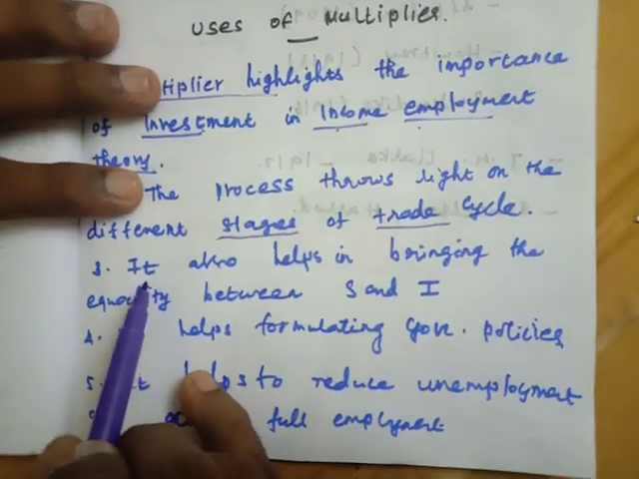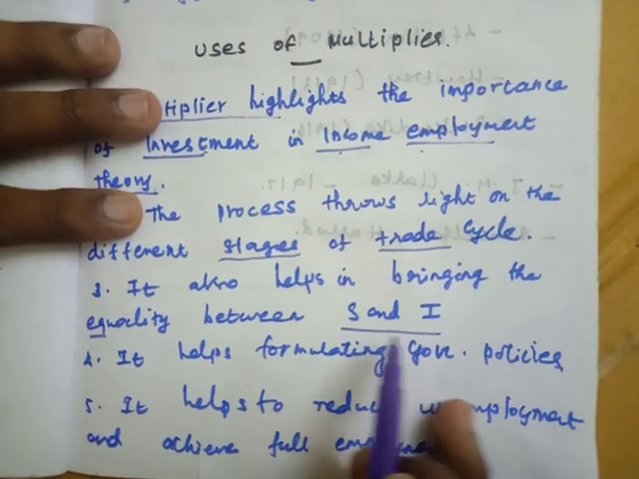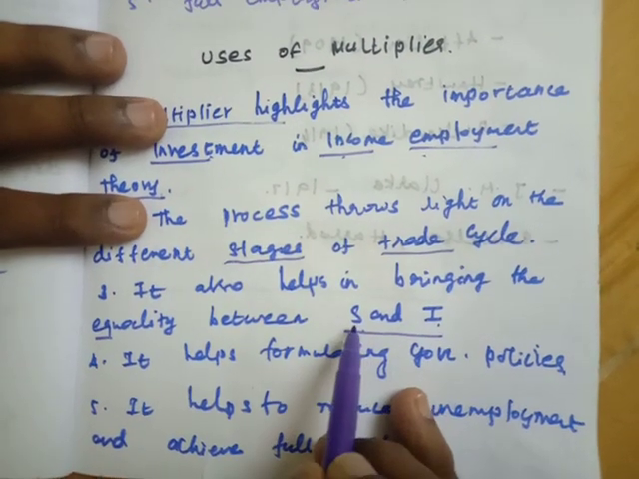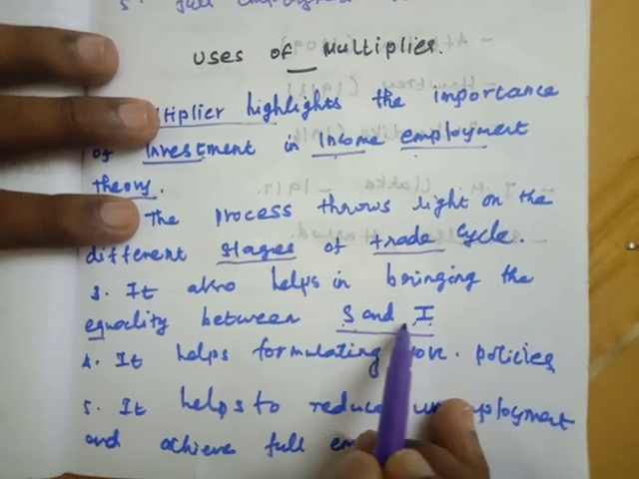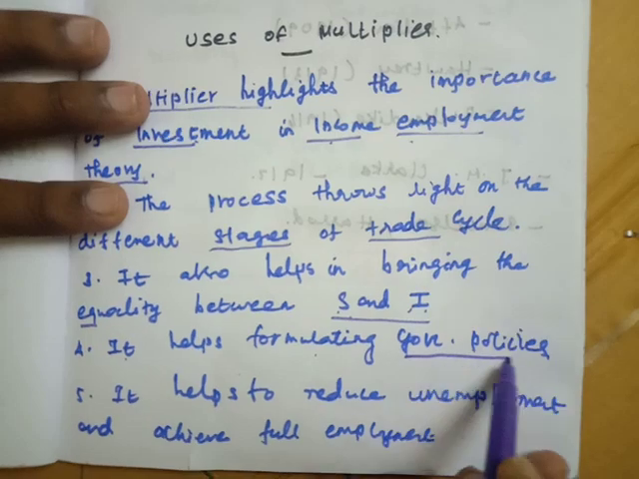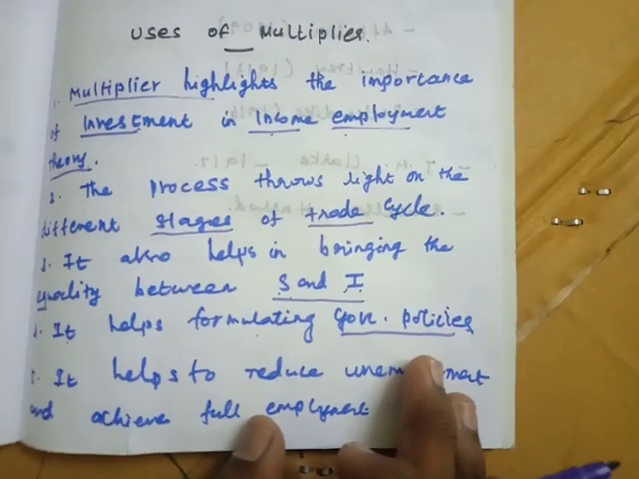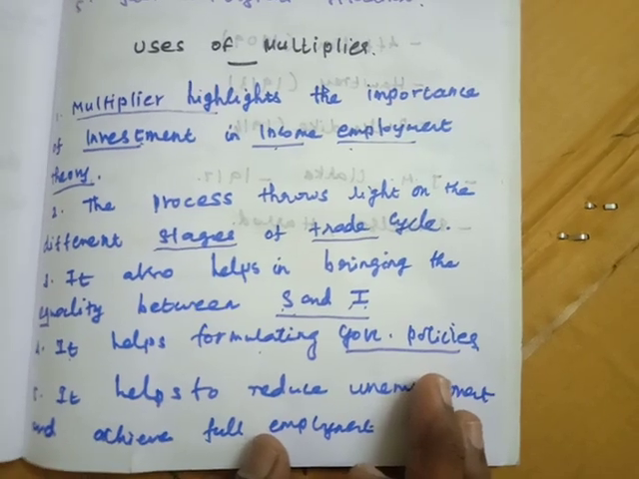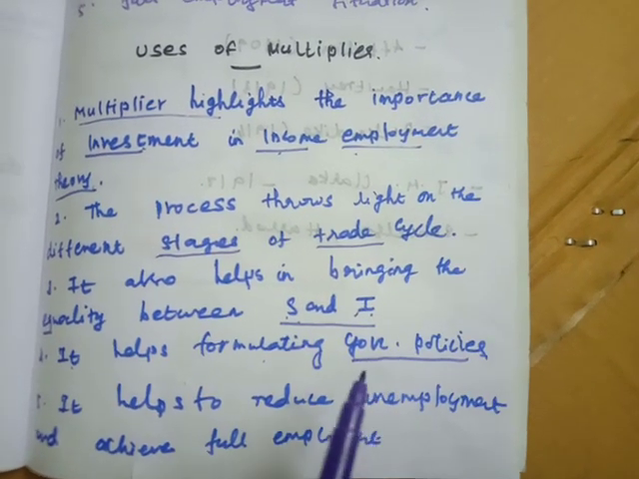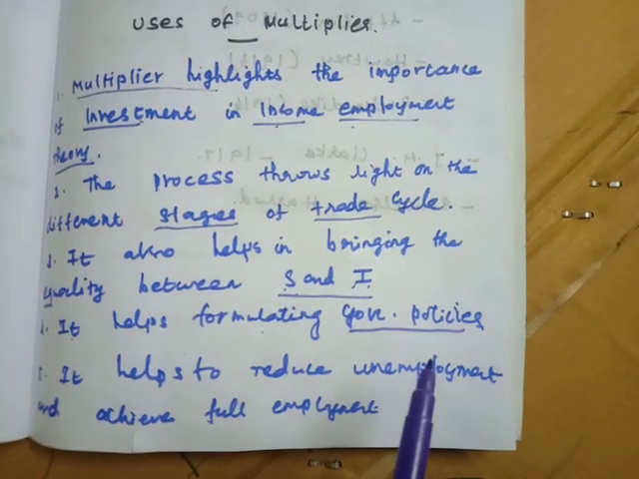And the third one is that it also helps in bringing equality between savings and investment, because saving is converted into investment. And the fourth one is that the multiplier helps in formulating government policies. How much investment we will increase in the next year, what amount of income we will get back from the investment. So it is helpful for making the policy, budget and programs for the government.